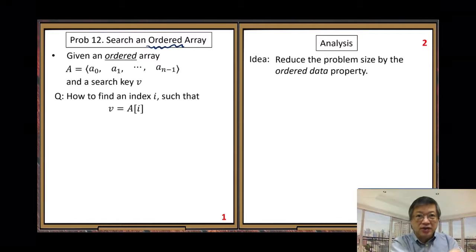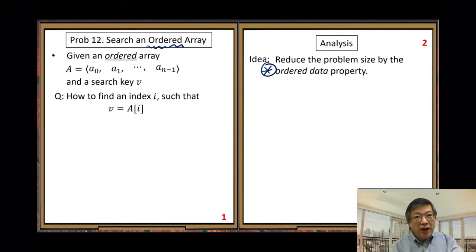Reduce the problem size. In general problem solving in this class, most of the time when we solve a computing problem, we try to reduce the problem size. The smaller the problem size, the easier the solution. There are many different ways to reduce the problem size. Here, we want to use the ordered data property. This property is critical in our solution.